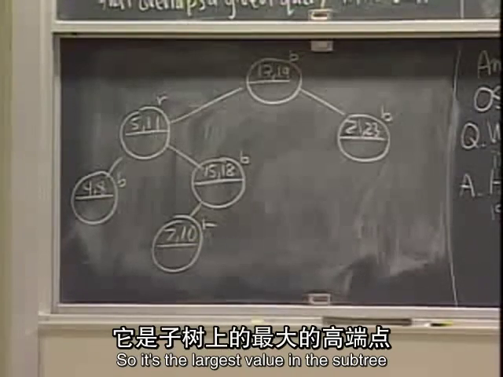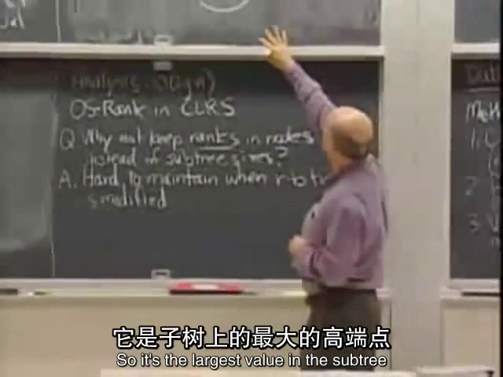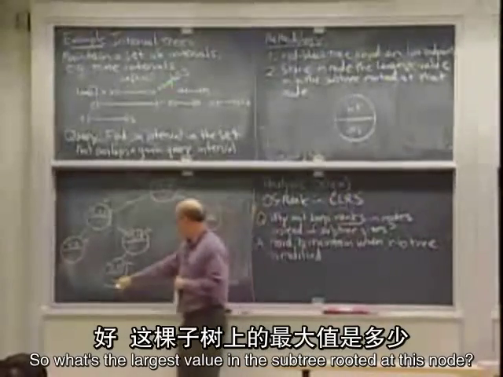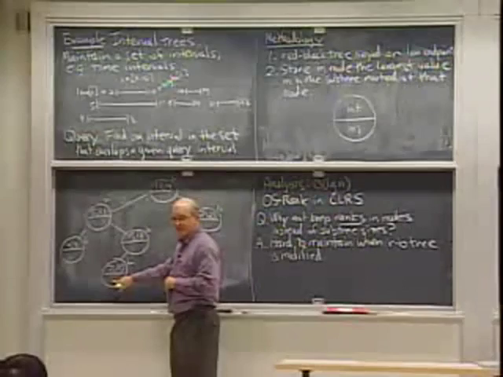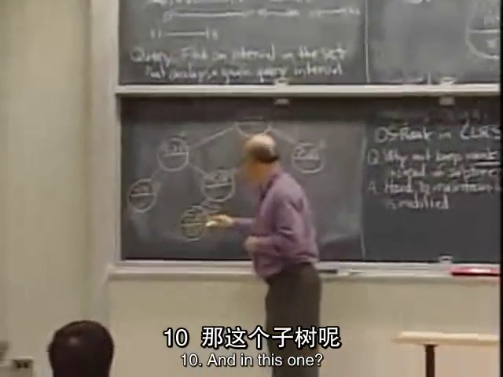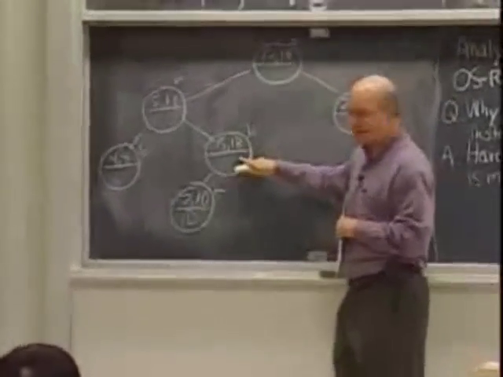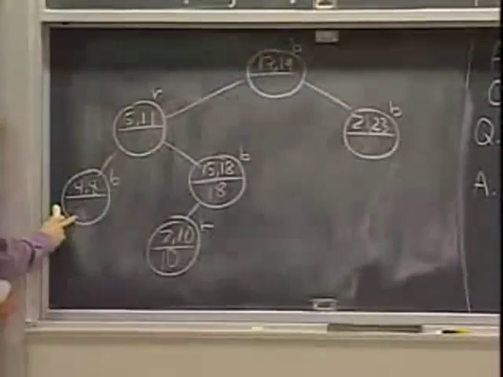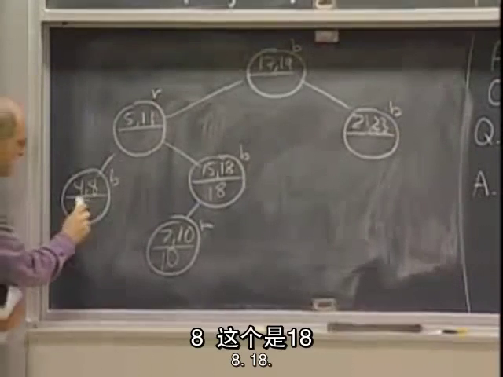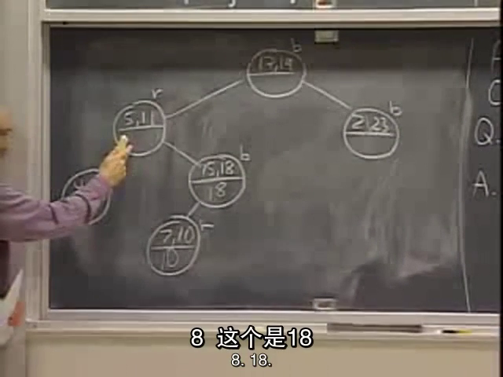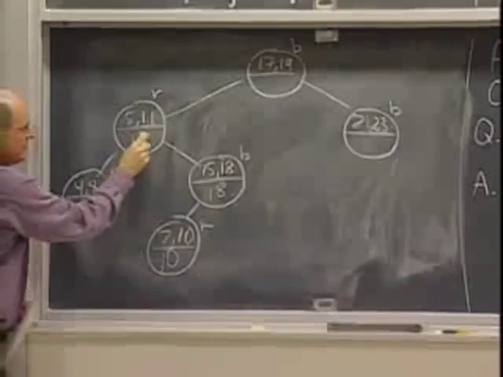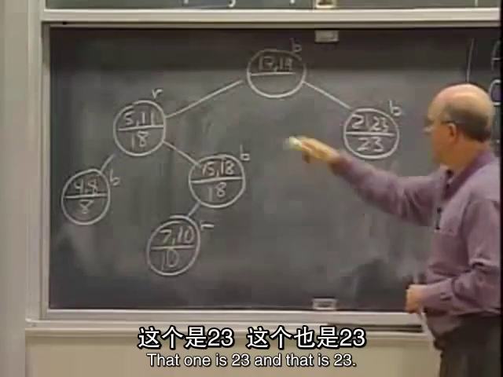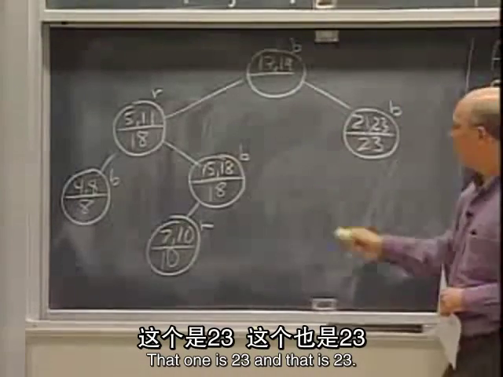It's the largest value in the subtree rooted at that node. So what's the largest value in the subtree rooted at this node? 10. And in this one? 18. And in this one? 8. 18. That one's 23. That's 23.